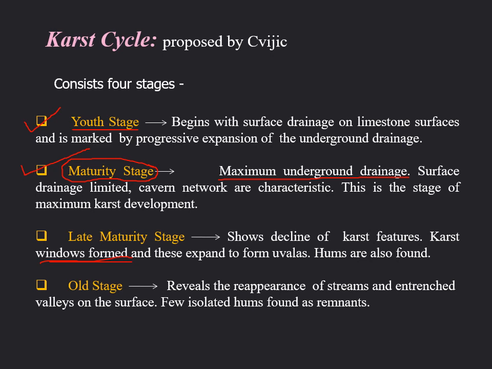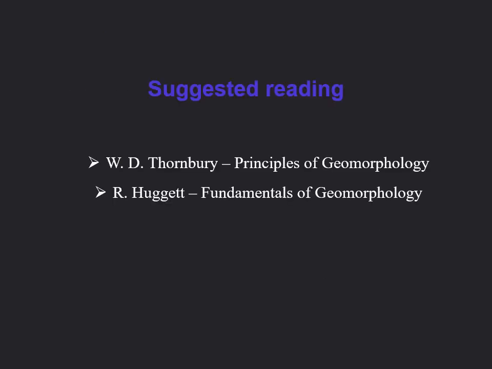So gradually, from the youth stage, the karstification process started. It becomes maximum in the maturity stage, and after the maturity stage, the karstification process is gradually declining, and in the old stage, the subsurface drainage again comes back to the superficial conditions. So that's all. That's a brief idea about the karst processes and the different types of karst landscapes formed.